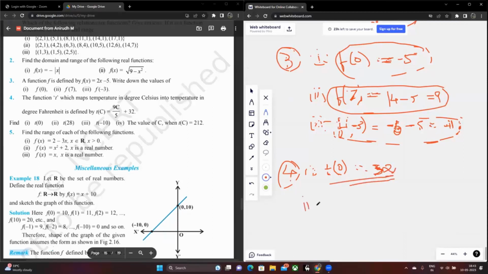T0 is 32. Then you have T of 28, which is 9 by 5 into 28 plus 32. I'm not moved to actually do the calculation, so I'm just directly using a calculator. But if you have to do it, it's 5.6 times 9, 5 nines are 45, 6 nines are 54, so it's 5.4. It's 45 plus 5.4, that's 50.4 plus 32.